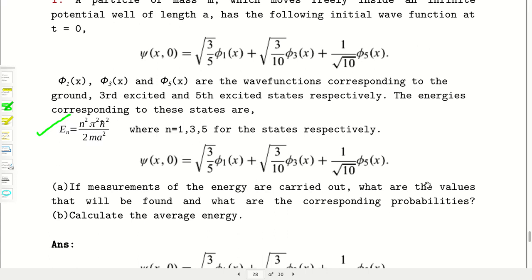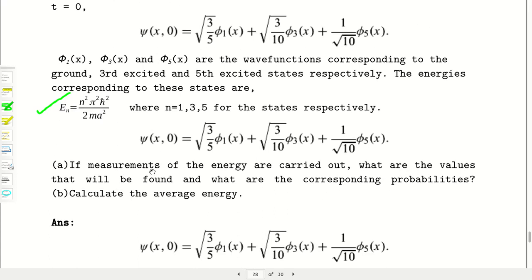Okay, and this is written again, I don't know why. If the measurements of the energies are carried out, if experimental measurements are carried out, what are the values that will be found? That is, you are telling the experimentalist that you will get these values.